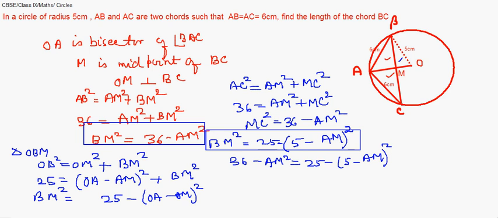We simply now need to find out AM square from this. So let's open the bracket. 25 will come to this side, that makes 36 minus 25 as 11, and I'll carry this AM square to the other side.